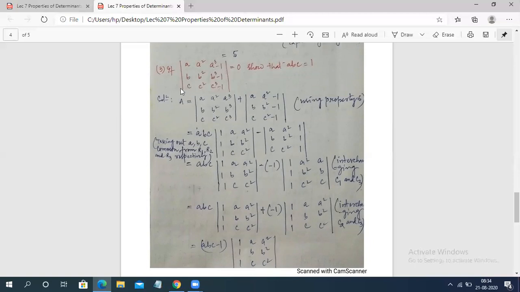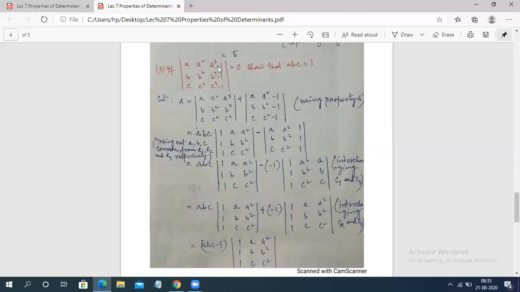Now let us assume this determinant value is A. So A is equal to the determinant of a square, a cube, minus 1; b square, b cube, minus 1; c square, c cube, minus 1. Now again by using property 6, each entry in the third column C3 is the sum of two terms, where the negative sign means plus minus 1.